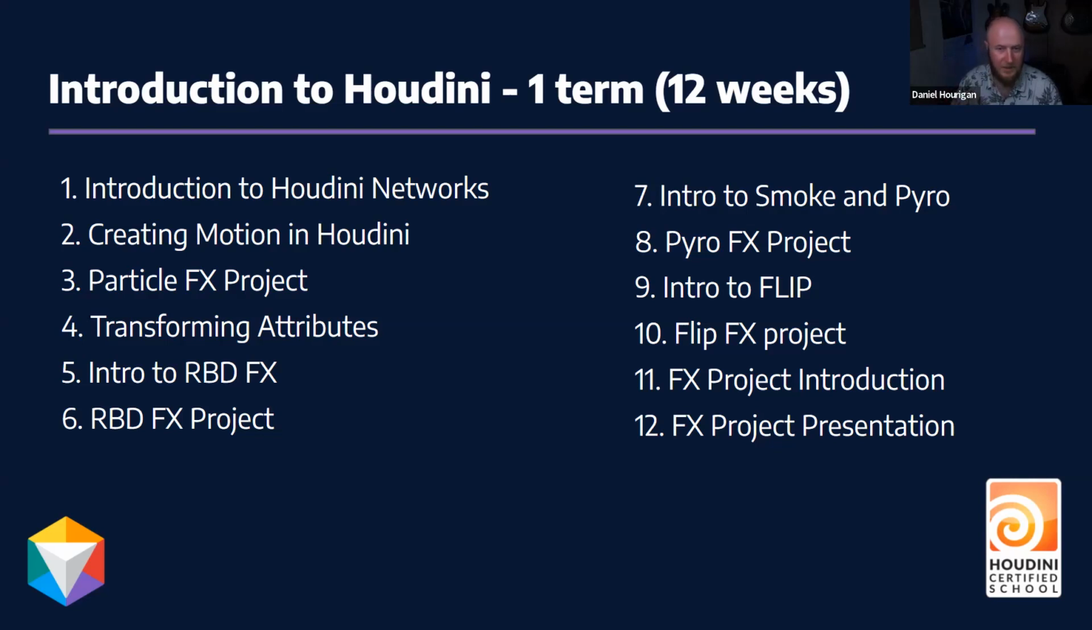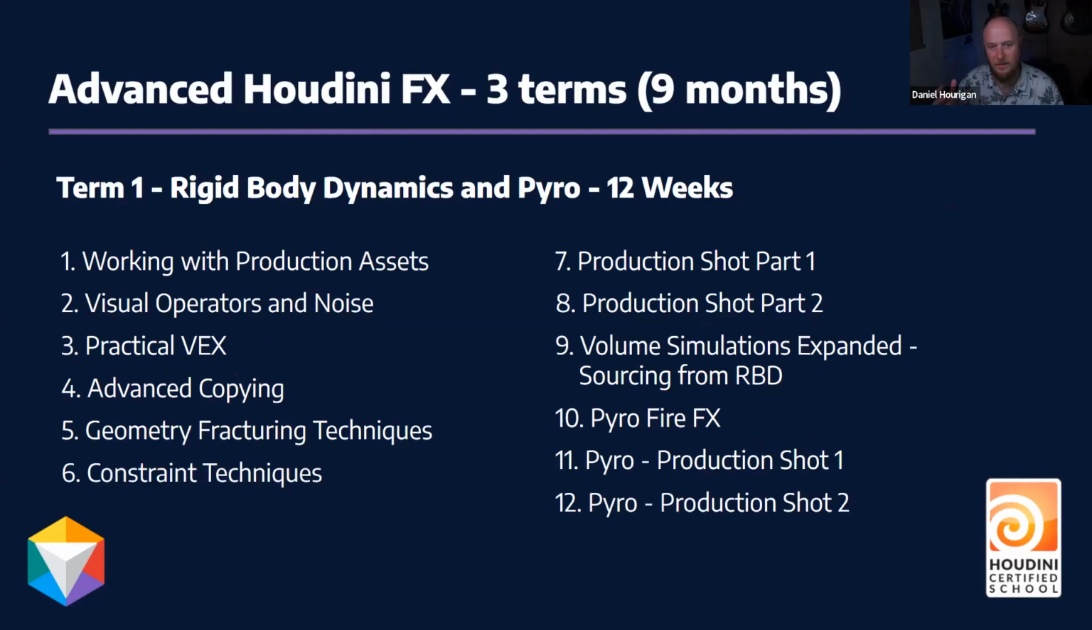If we go to the next slide, this is then the advanced Houdini course, which is 3 terms. So the first unit, or the first intro course, is just 1 term. It's just 12 weeks. But in the advanced course, we've got 3 terms. So I'll try and go through these a little bit faster, but basically we're just expanding on all of the concepts that we introduced and taking them further.